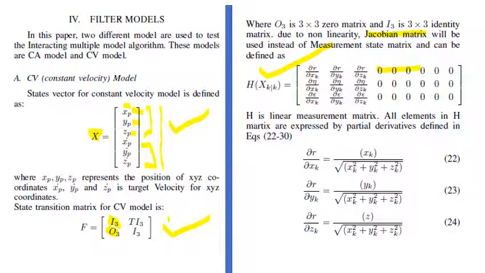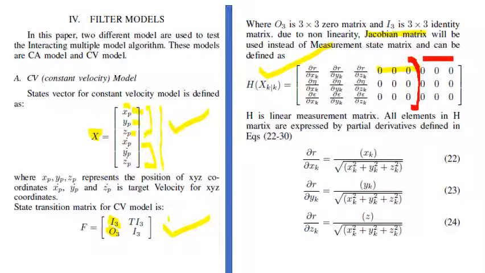Okay, so you can terminate this equation right here. These extra zeros were for some constant acceleration model. For a constant velocity model, this is the Jacobian matrix that we are going to use. So just terminate it here.